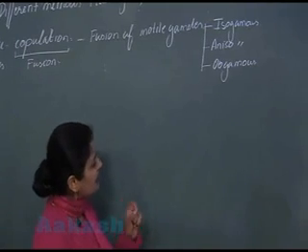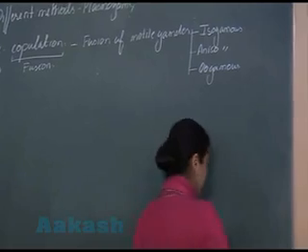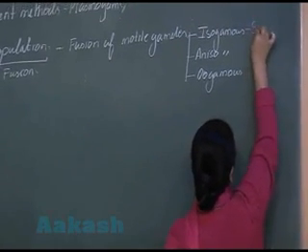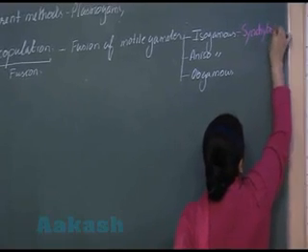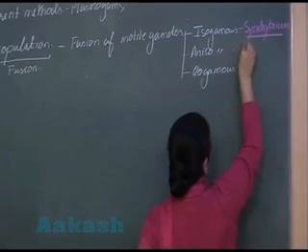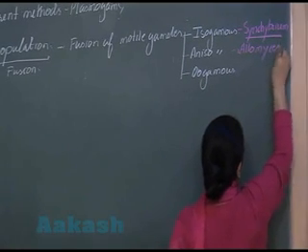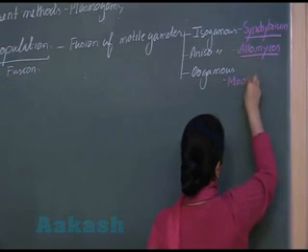Now I will be citing certain examples for this type of reproduction. Isogamous condition is seen in Syncytium. Anisogamous in Allomyces. Oogamous in Monoblepharis.